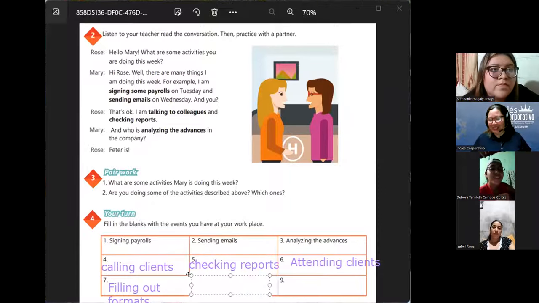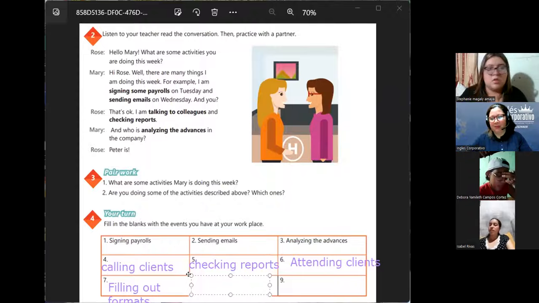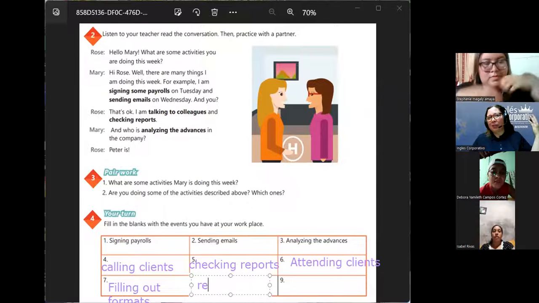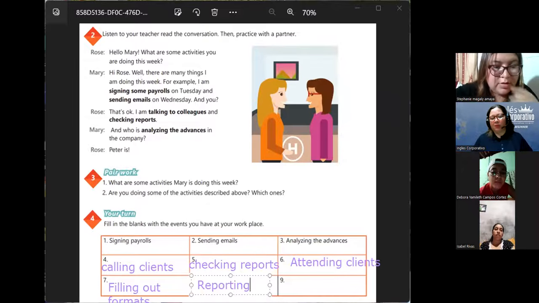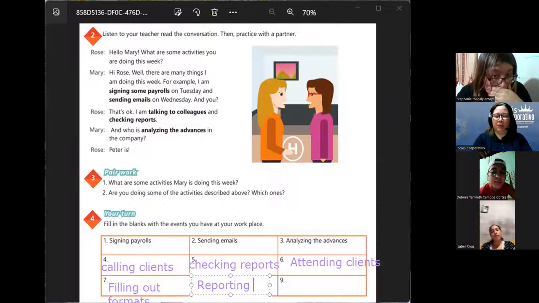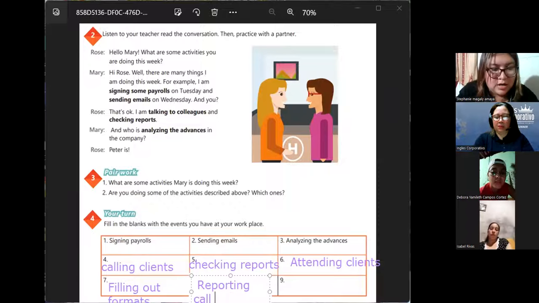You got it. Teacher, I have a question. Para decir, how do you say, reporto la llamada de mi cliente. Aquí con esta forma sería reporting the calls of my clients or reporting my client's calls. Reporting. Reporting. I call clients. Yeah, okay.